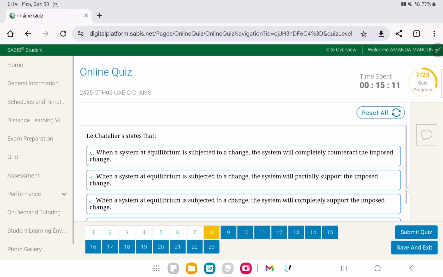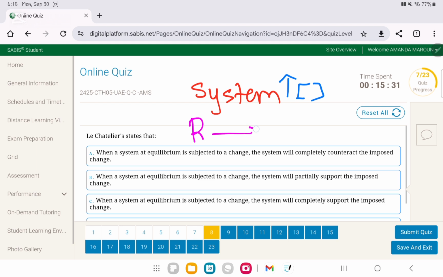Question number 8. Le Chatelier's principle states that... What is his principle? We have a system. If a change happens to this system, for example, let's say we increase the concentration, it will partially counteract. What does this mean? You have reactants that give you products, or products that give you reactants. Let's say you increase the concentration of the product, so you're increasing the concentration in the system.